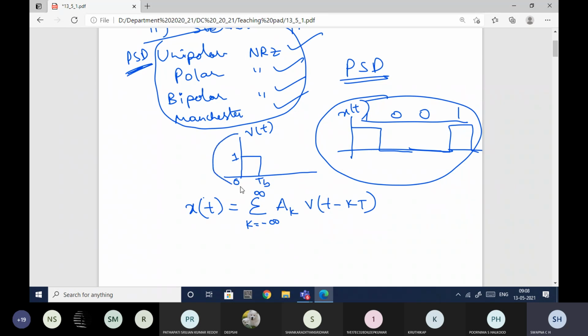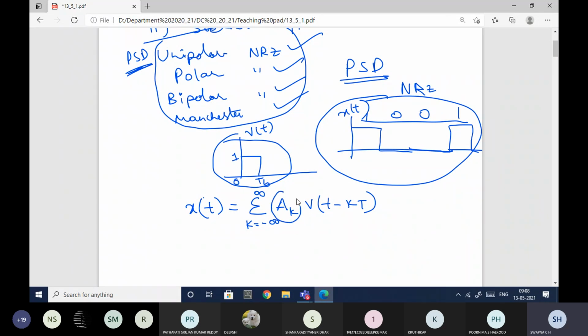See, this is the general pulse. Okay, the general pulse which will be used in the NRZ format. In the NRZ format, you will have the pulse like this. For the complete one TB duration, the amplitude will be 1 or A.